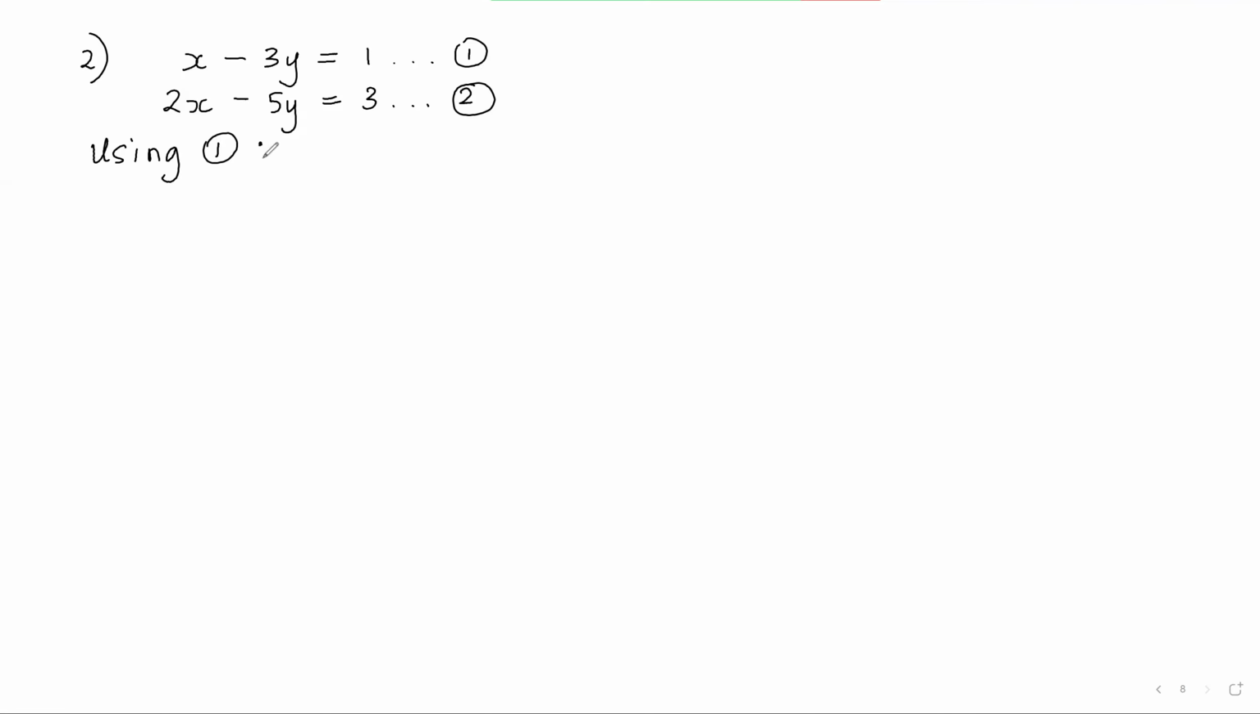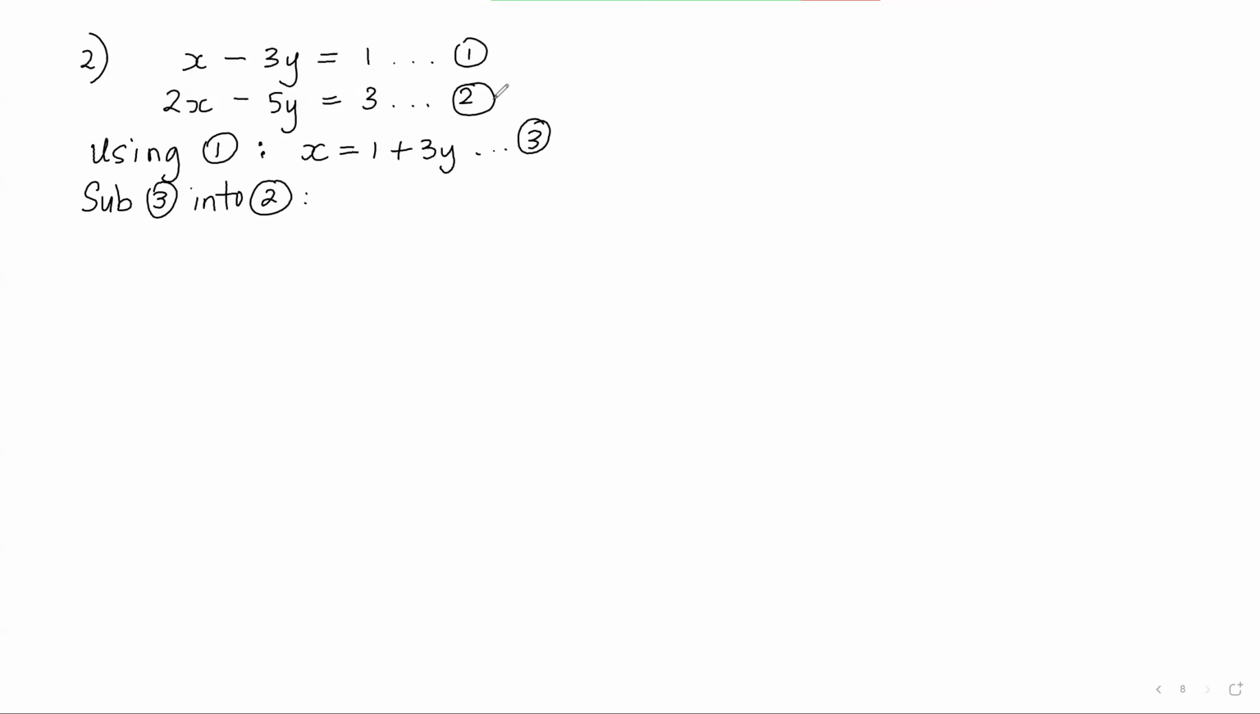equation 1 would give us x is equal to 1. Well, this is minus 3y. So when I move it to the other side, it will become plus 3y. So x is equal to 1 plus 3y. We're going to call this equation 3. All right. And now you're going to substitute equation 3 into the second equation.